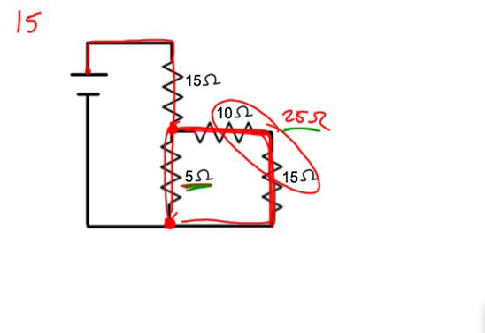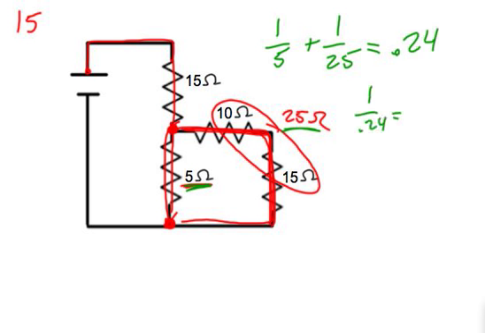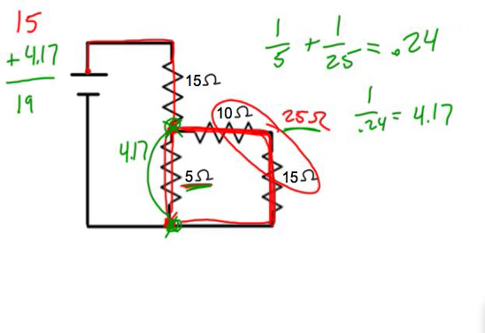So I'm going to say, okay, 1 over 5 plus 1 over 25 equals, I'll get my decimal answer for that. So that's going to come out to, I believe, 0.24. Yep. And then I'll take the inverse of that, 1 over 0.24 equals 4.17. So that means from this point to this point, the resistance is equivalent to 4.17. And I have to go from here to here, so that's going to add 4.17 to my total. So my overall answer is 19.17 ohms.